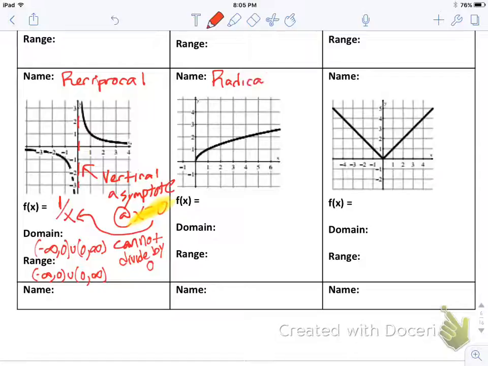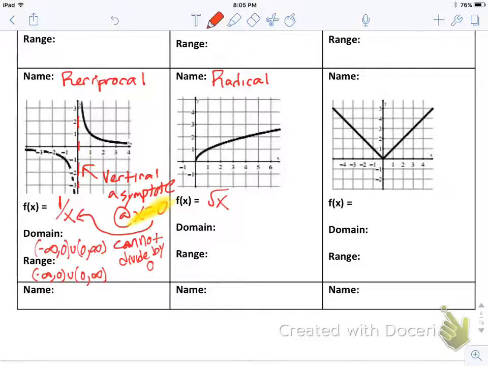Range on this one is also broken up, but by something different. The range of the reciprocal function is broken up by a horizontal asymptote. Sometimes the graph crosses horizontal asymptotes, never vertical asymptotes, but sometimes horizontal asymptotes. You can see the domain. We're going off the graph, and that's kind of part of the deal: can you read these known graphs and recognize their domains and ranges.